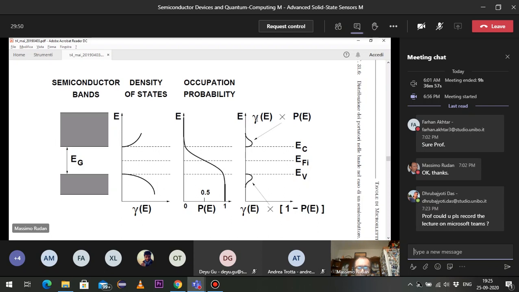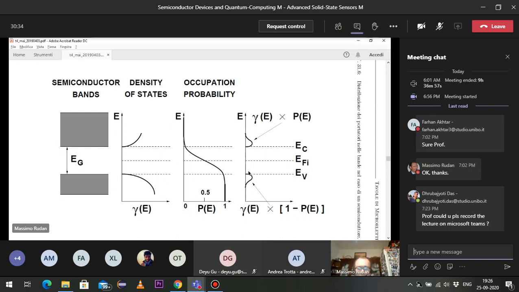That means that gamma times P in the conduction band is non-zero. So there is a concentration of electrons in the conduction band that is given by the area subtended by gamma times P. But at the same time, also in the valence band, the product gamma times 1 minus P is non-zero. Okay? That means that both the conduction band and the valence band are partially filled. So they both contribute to conduction.